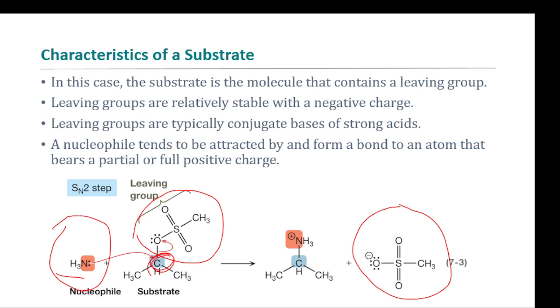Could you attack a site that's negatively charged? Would the electrons reach out and try to form a bond? No, that makes sense, right? Yeah. And most carbons are actually a little bit negatively charged, okay? Because they have hydrogens around them.